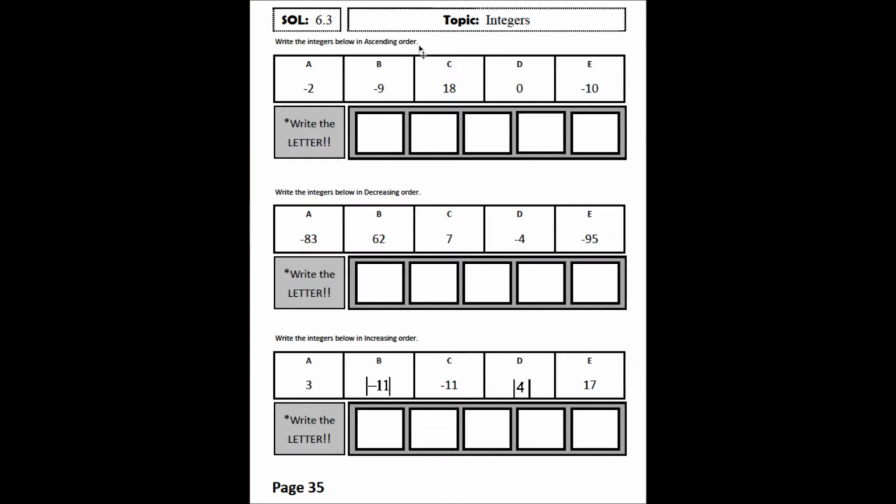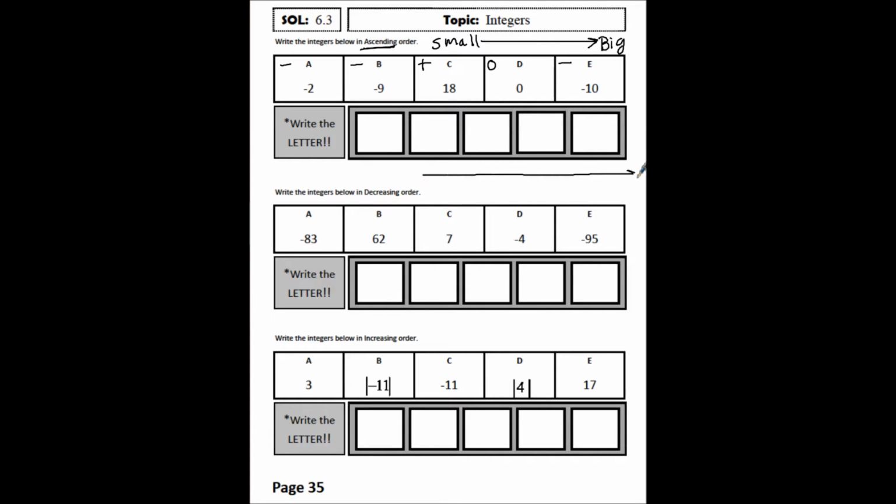Write the integers below in ascending order. Now, on the number line, it always goes from smallest to biggest numbers, and ascending is going to go from left to right on the number line, from the smallest to the biggest. We have negative, negative, positive, neutral, and negative integers.